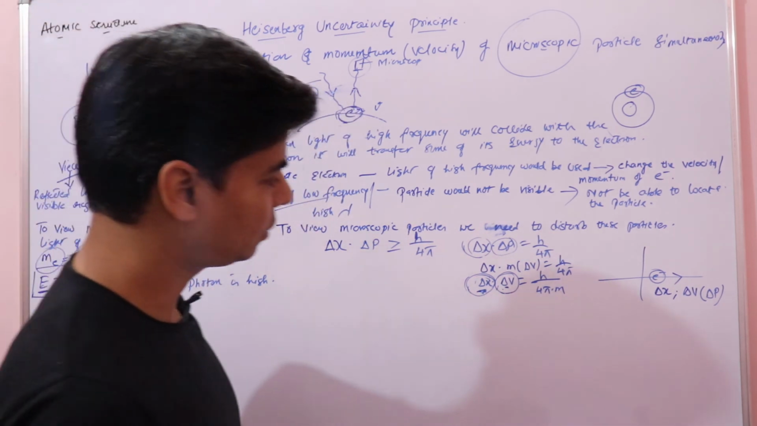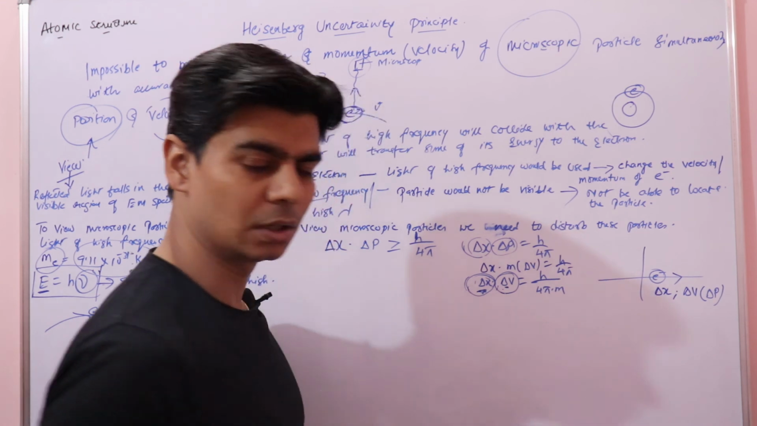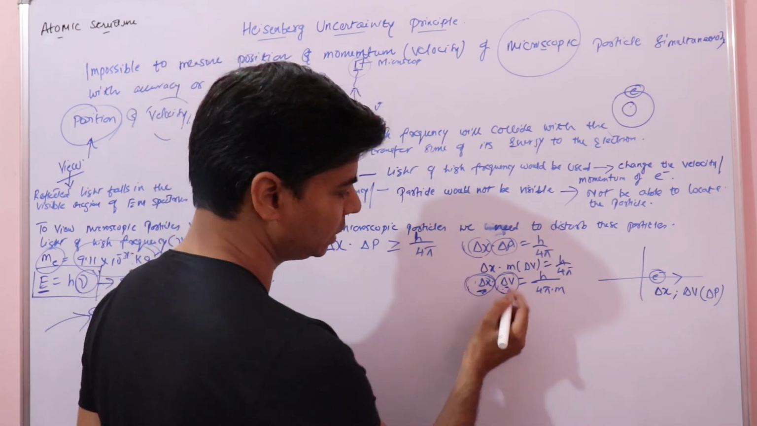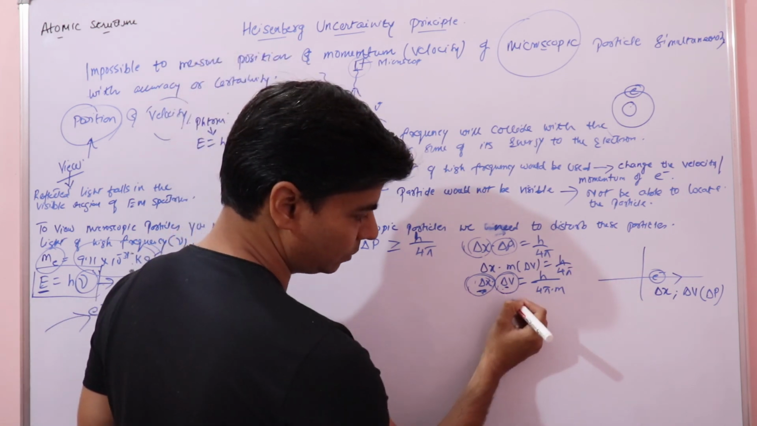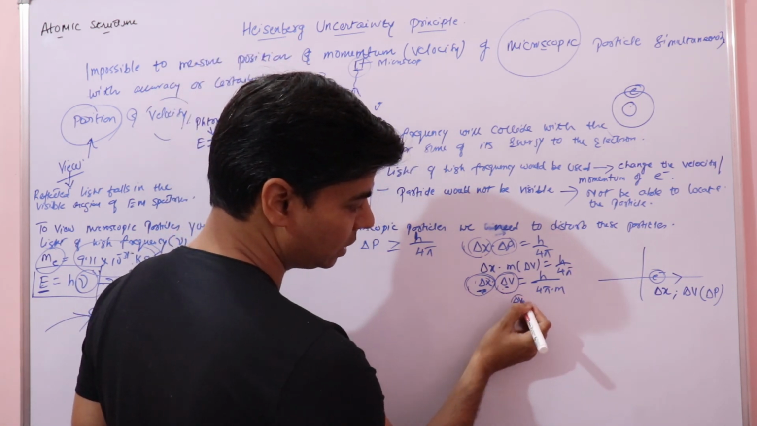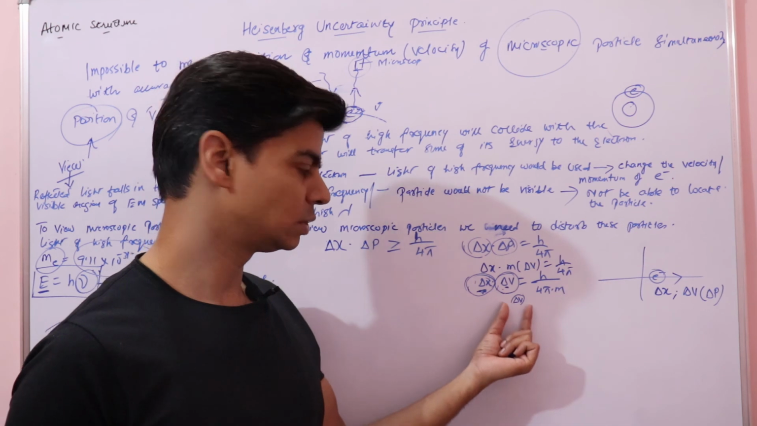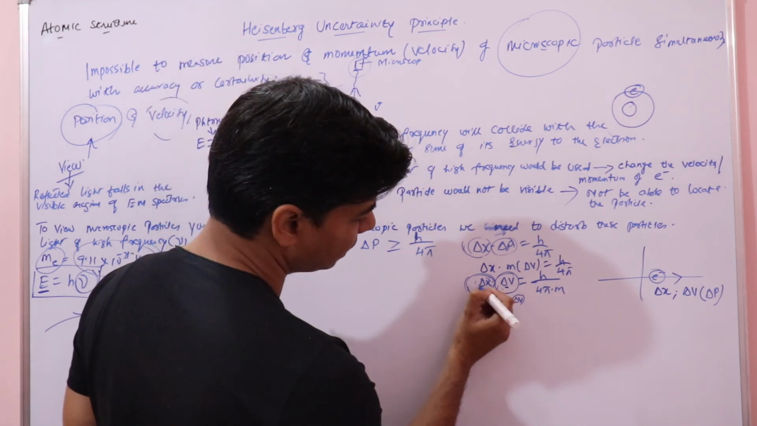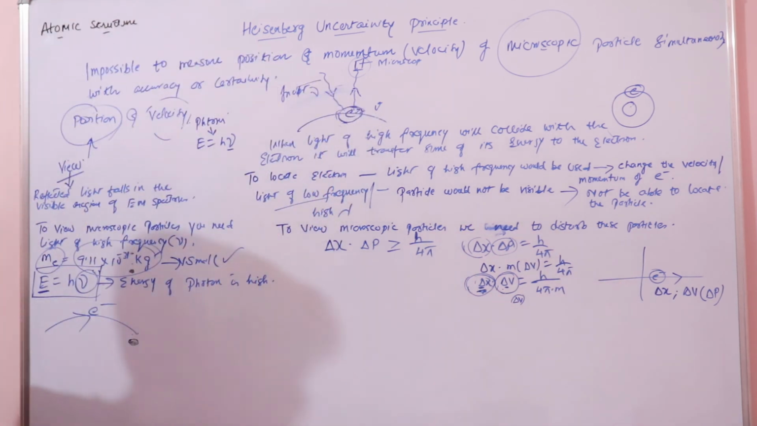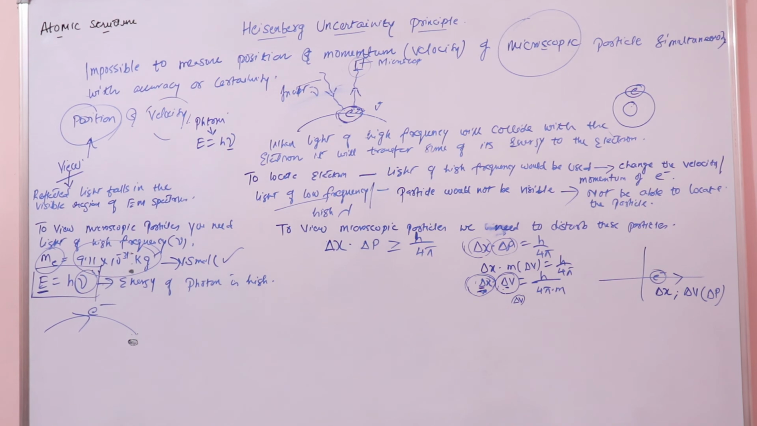Now if we use light of high wavelength, that is low frequency, then it may not change its velocity. So delta v, the uncertainty in velocity, is low, but at the same time we are not able to locate the object. So uncertainty in position is high, right?